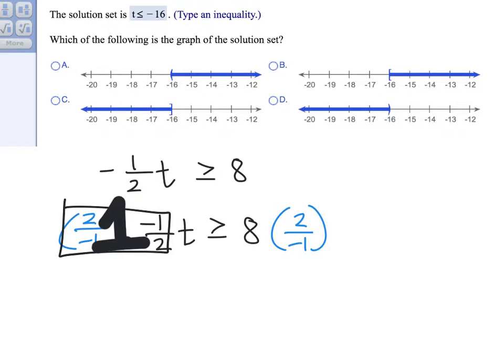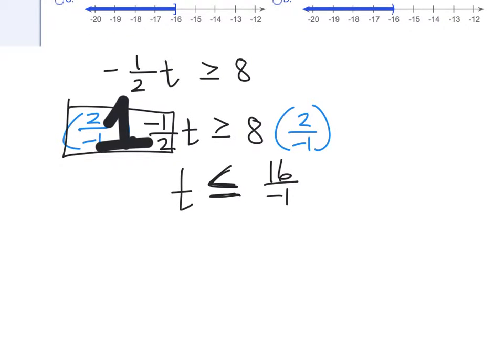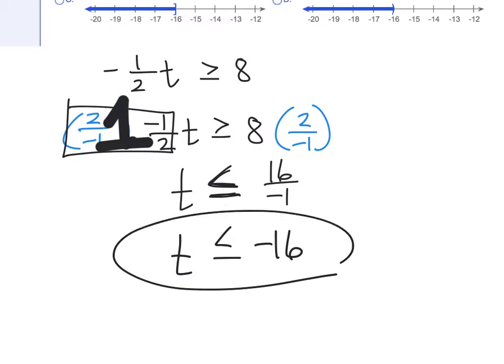So we end up with t is greater than, wait. It's not going to be is greater than. Because, did you pay attention? I multiplied by a negative, which means this symbol has to reverse. It was a greater than or equal. Now it becomes a less than or equal. And the right side becomes 16 over negative 1. And that's really t is less than or equal to negative 16. So there is our answer.